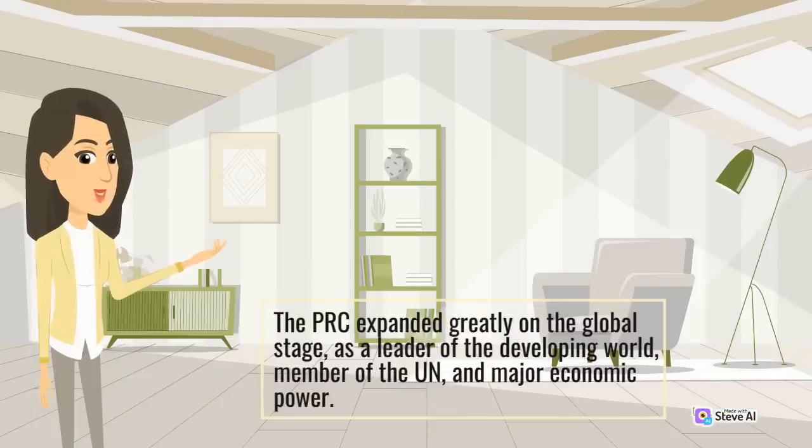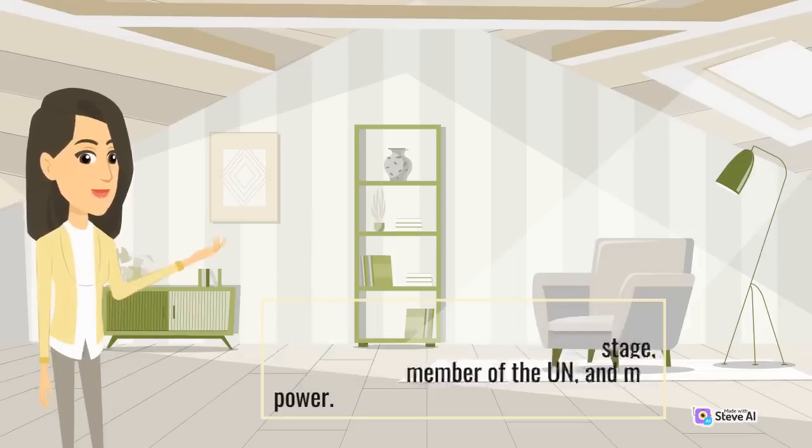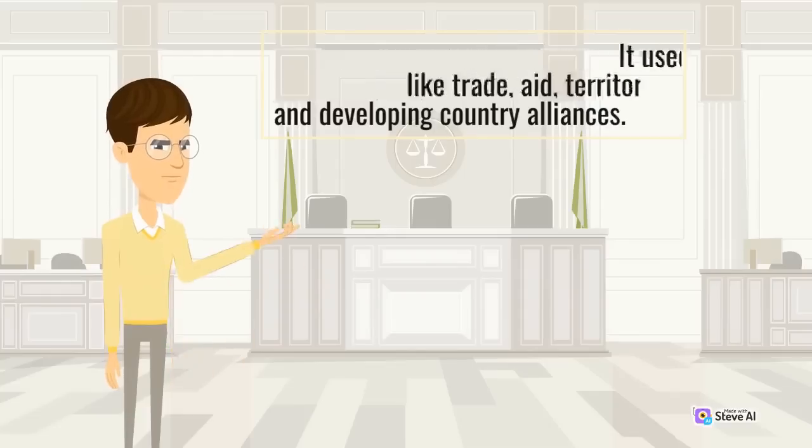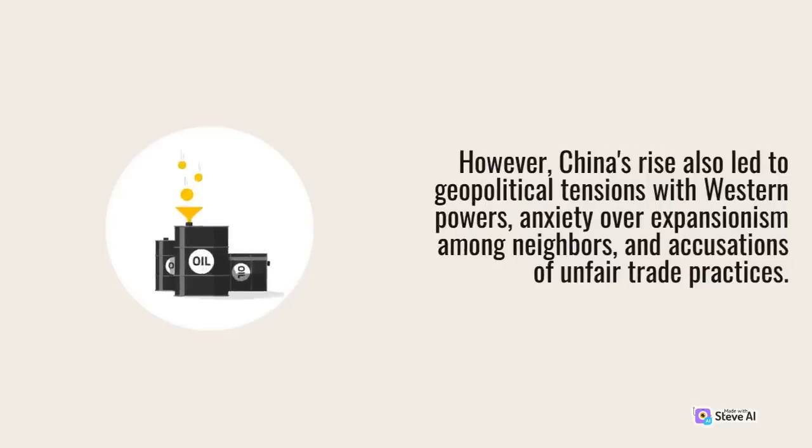The PRC expanded greatly on the global stage, as a leader of the developing world, member of the UN, and major economic power. It used its growing influence on issues like trade, aid, territorial disputes, and developing country alliances. However, China's rise also led to geopolitical tensions with Western powers, anxiety over expansionism among neighbors, and accusations of unfair trade practices.